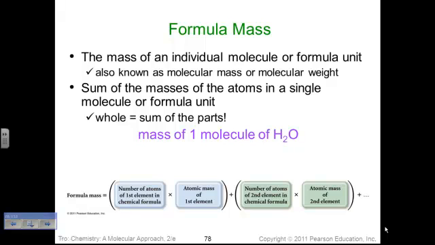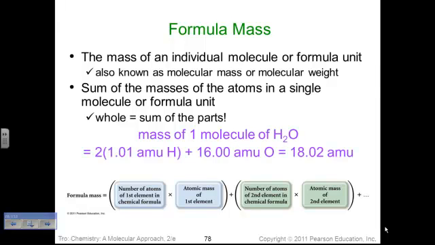The sum of each of the parts will give us the whole, and these are quite easy to do. Using our periodic table, we find the mass of each of the elements, how many there are in our formula, and simply add the weights together. What would be the mass of one molecule of water? Well, notice there's two elements in water.